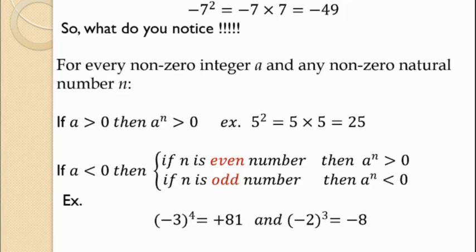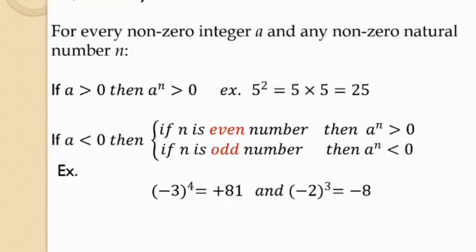Minus 3 to the power 4. Here I have 4 is an even number. Even numbers are 0, 2, 4, 6, 8, 10, and so on. When the exponent is even, then definitely our answer will be positive. But why? Because the minus is multiplied by itself 4 times. Minus and minus plus, and minus and minus plus. So minus multiplied by itself 4 times, the answer will be positive.